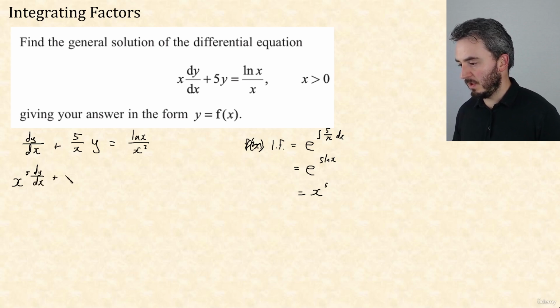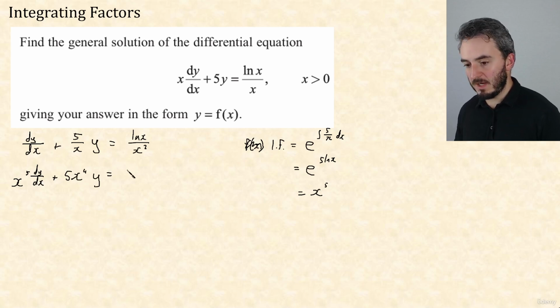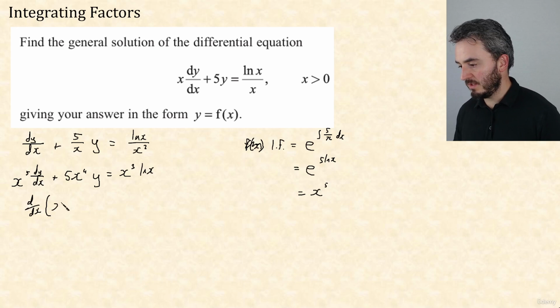plus, and then this one gets us 5x to the power of 4 y, and when I multiply this one by x to the 5, I get x cubed ln x. So this here is the derivative of x to the 5 times y. And now I can just integrate both sides. I say just integrate both sides. The left-hand side is done. The right-hand side I need to use integration by parts for.